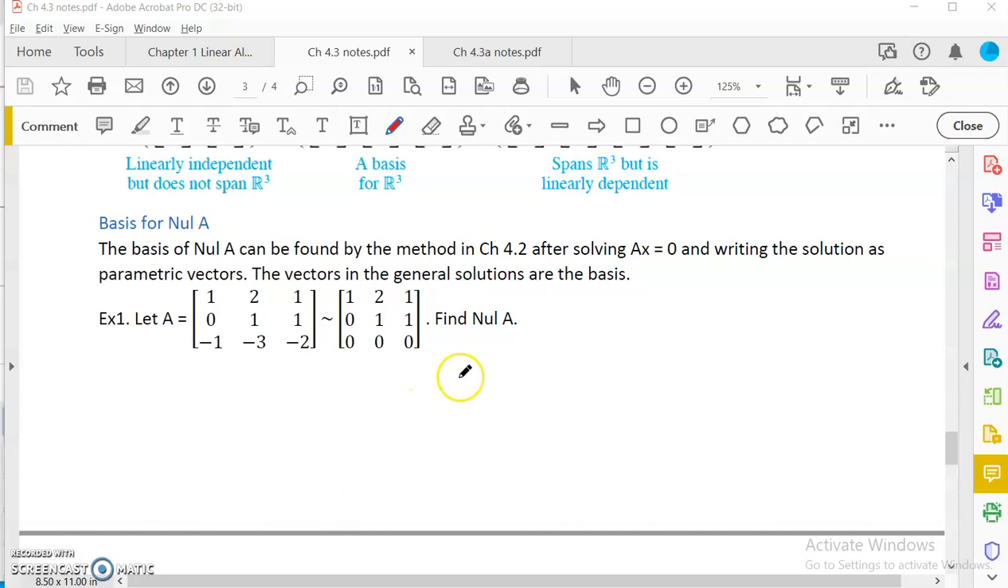Hello, linear algebra student. This video is for chapter 4.3, part 4. We're going to find the basis for two commonly known spaces, null A and column A, related to a matrix.